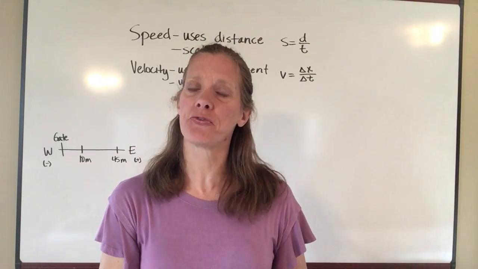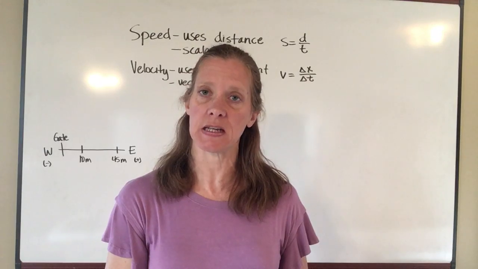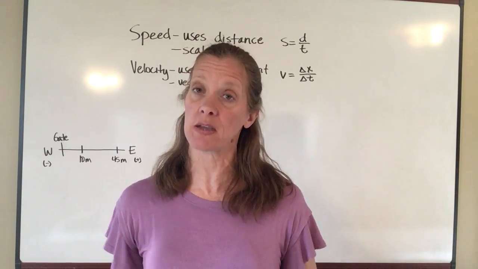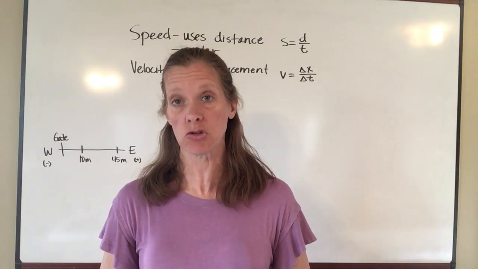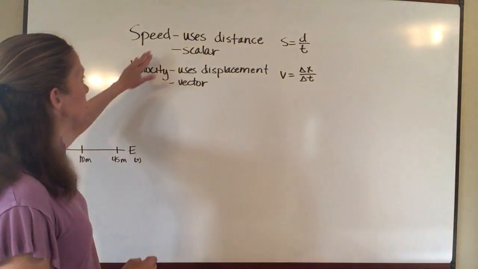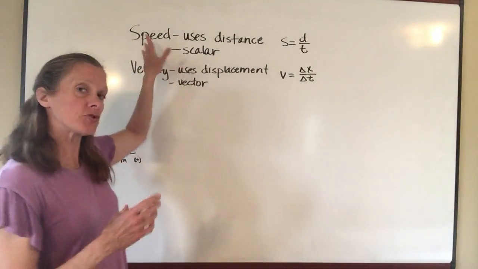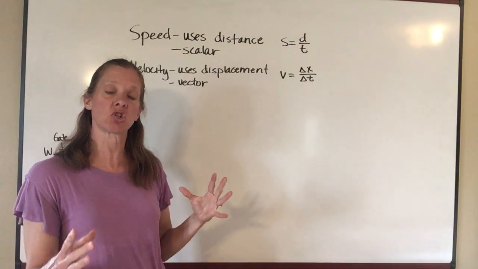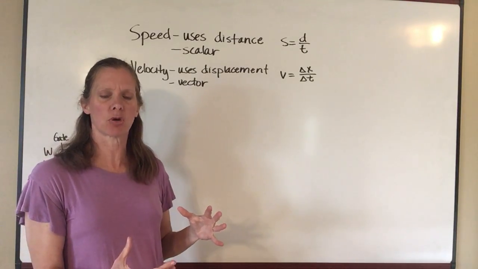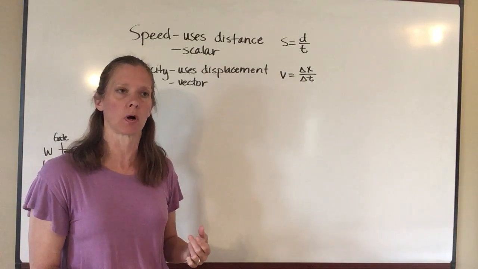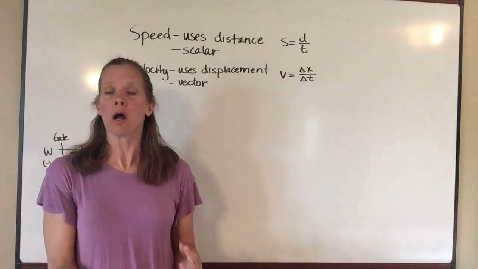Well, in terms of physics, speed and velocity do not mean the same thing, even though in our everyday language we do tend to use them interchangeably. For physics, though, both speed and velocity refer to the change in position over a period of time. And so your units on that are going to be like meters per second or miles per hour or millimeters per hour, something like that.